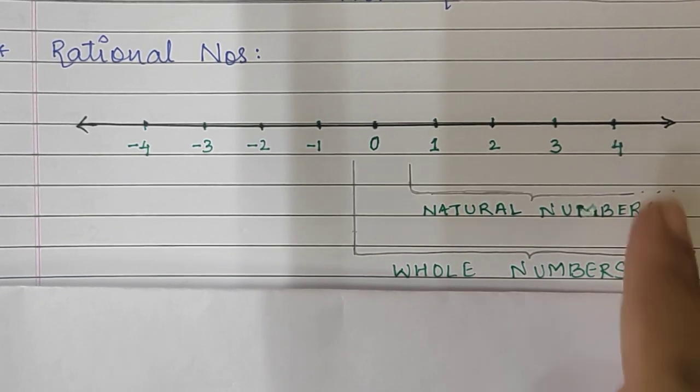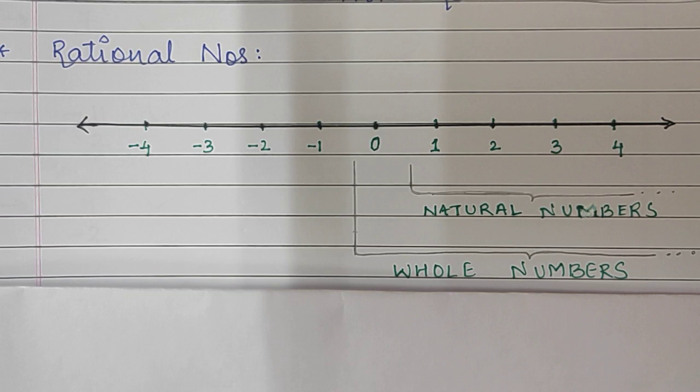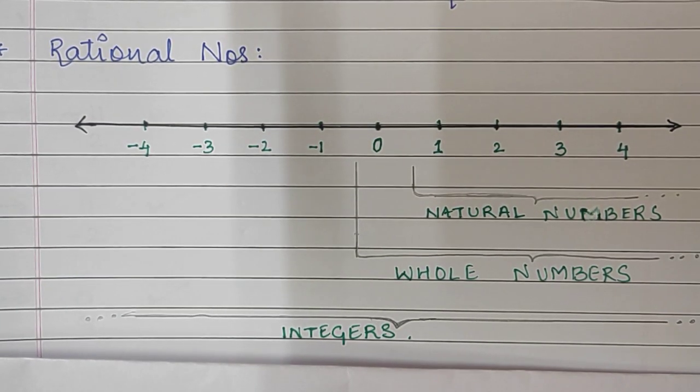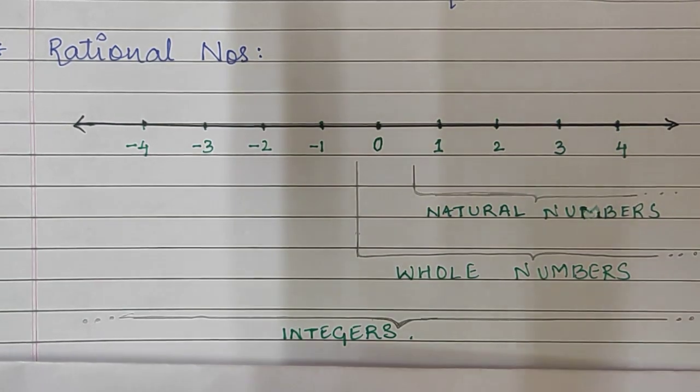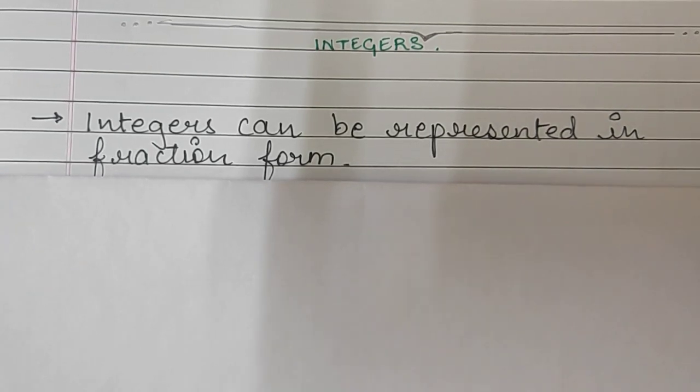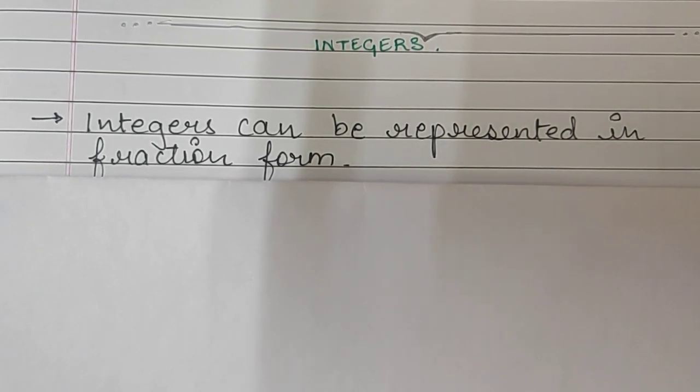Now suppose I want to include this entire number line. If I include the entire number line, they are known as integers. Moving forward, we can say that all the natural numbers, all the whole numbers and all the negative numbers combined together are integers. Integers can be represented in fraction form.